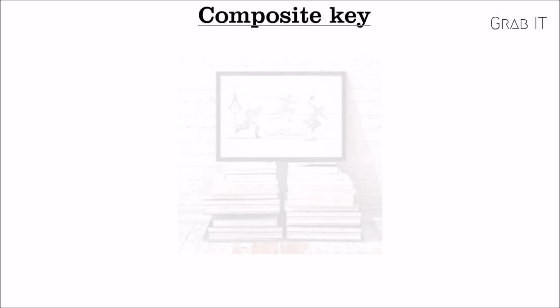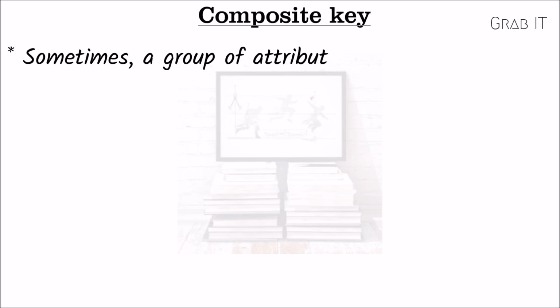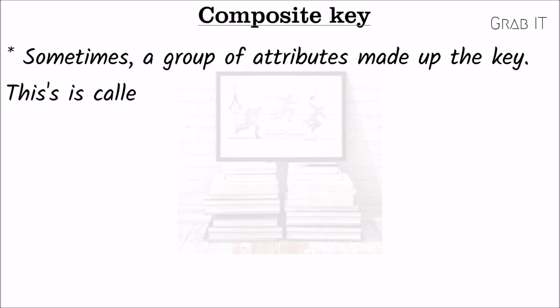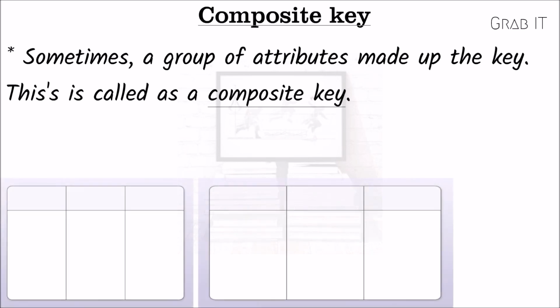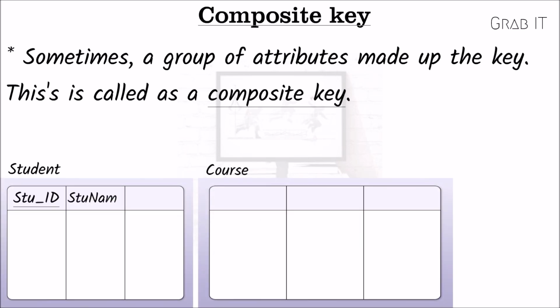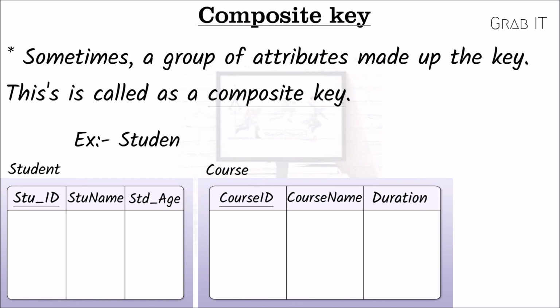Composite key. Sometimes a group of attributes makes up the key. This is called a composite key. In each normalization level, we have to use composite keys to derive the tables. We are going to do the normalization part in our next tutorial, so don't worry about that.